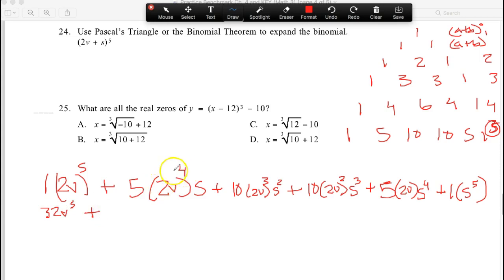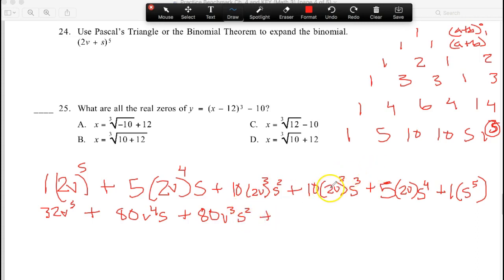Plus, distribute that. If I take 2 to the 4th power, well, let's see, 2 times 2 is 4, 4 times 2 is 8, 8 times 2 is 16. So I have to go 16 times 5, which is 80, v to the 4th times s. Then simplify this. I have to cube this. 2 cubed is 8. 8 times 10 is 80. Once again, 80. Then cube the v. V cubed, s squared.